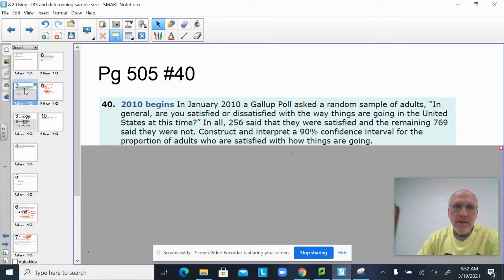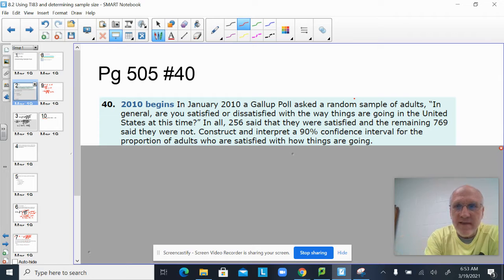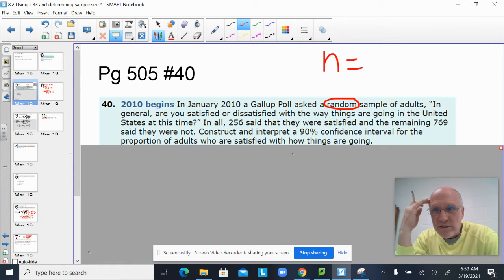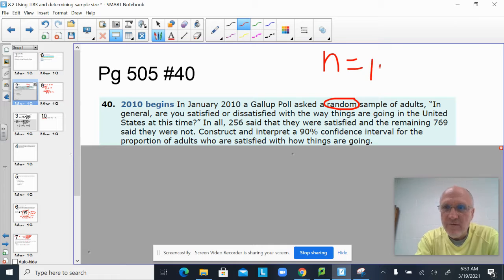So let's say a 2010 Gallup poll asked a random sample of adults. I already like the fact that it says that just as I'm reading this. In general, are you satisfied or dissatisfied? In all, 256 said they were. The remaining 769 said they were not. Notice that the way this is presented, it doesn't even give us the sample size. We'd have to add those two numbers together, which I think is 1025.